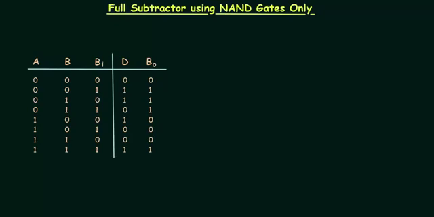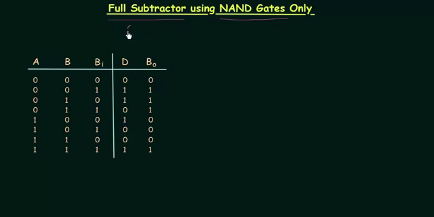In this presentation, we will realize full subtractor using NAND gates only. We have already completed full subtractor. Now we will realize it using minimum number of NAND gates. This is the truth table in which A, B and B subscript I are the three inputs. D and B subscript O are the two outputs.